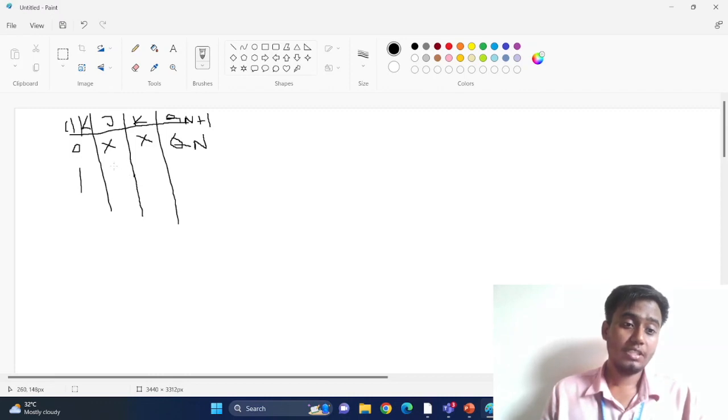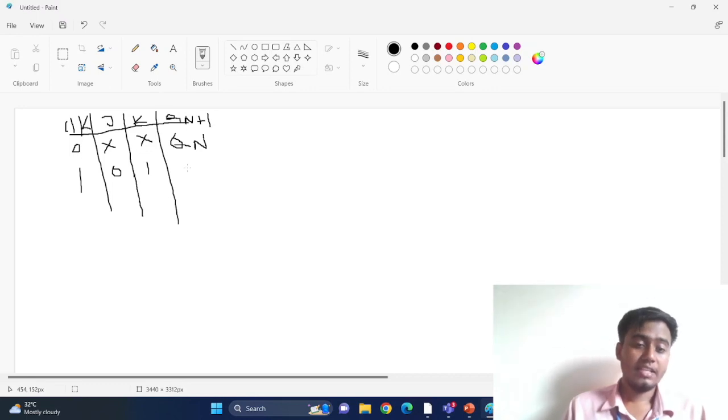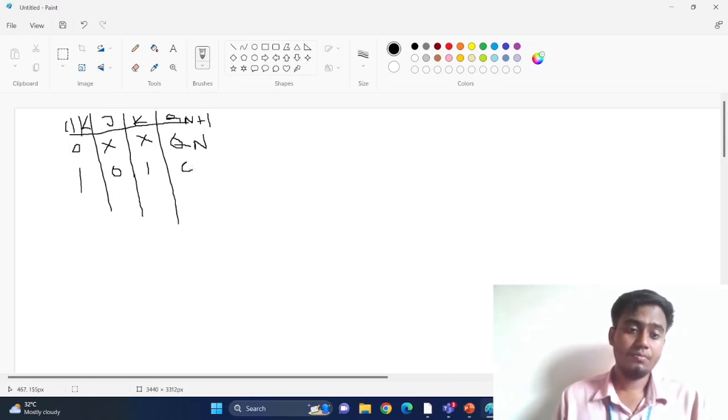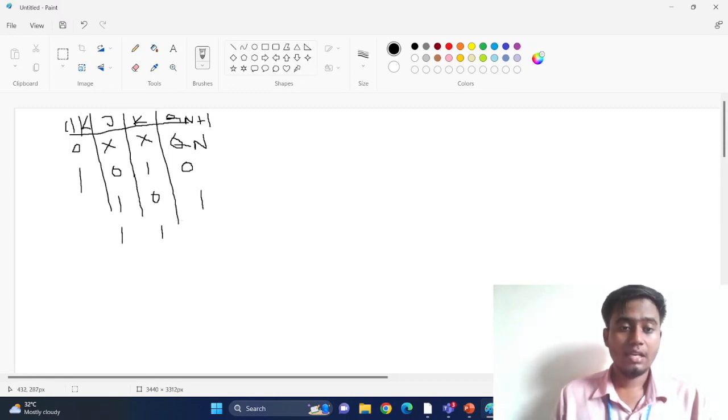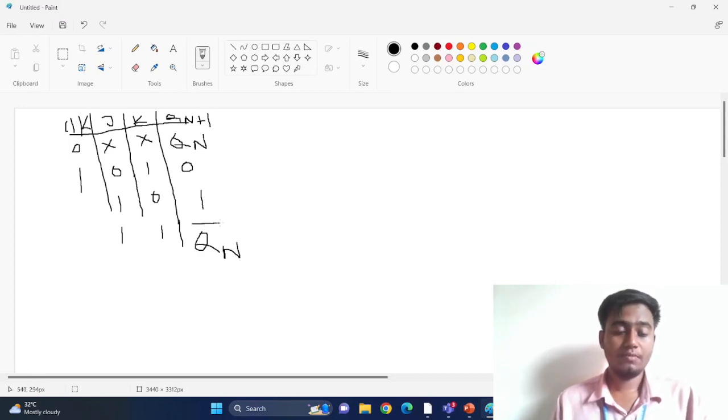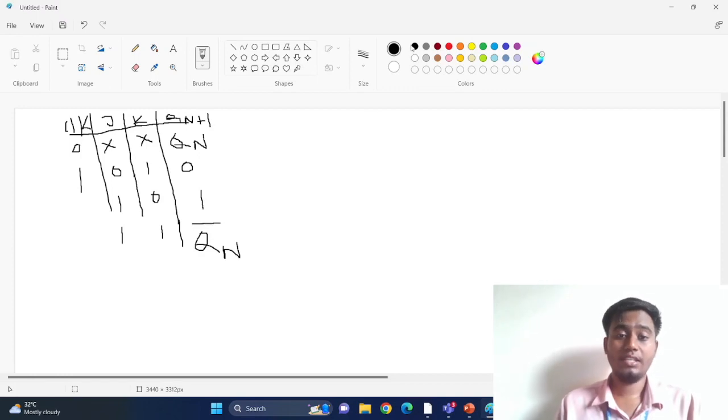Now if we put J 0 and K 1, our next state will be 0. If we put 1 and 0, our next state will be 1. If J and K both are high, our next state will go to toggle mode. Let's say toggle Q1, but what we have in memory, it will toggle. Okay, this is our transition table.